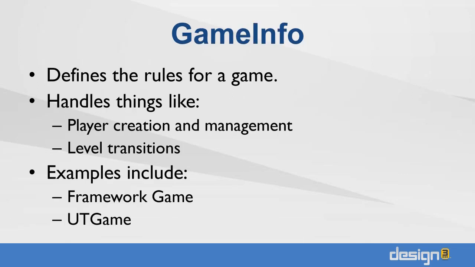Another important class is Game Info. This is extended from Actor. It defines the rules for a game. It handles things such as player creation and management, and level transitions. It's generally for managing the rules of a certain game. Some examples of Game Info are Framework Game and UT Game. These extend from Game Info and define custom game rules.